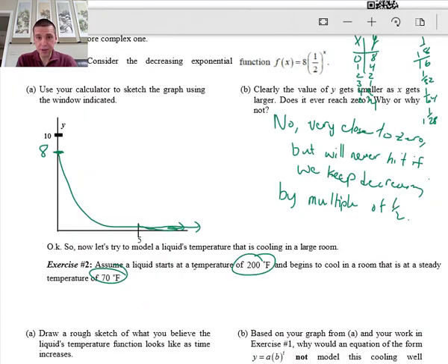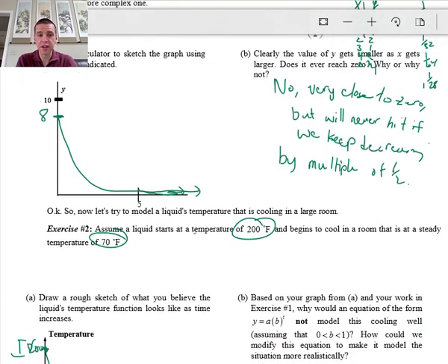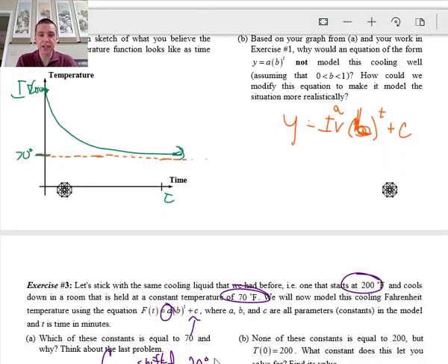To recap, we have Newton's law of cooling, where we have this idea of A times B to the T plus C, where C is the room temperature, or the lowest it can cool to. B is the rate at which it is cooling. A is not the initial temperature, though. That's a key one to remember.